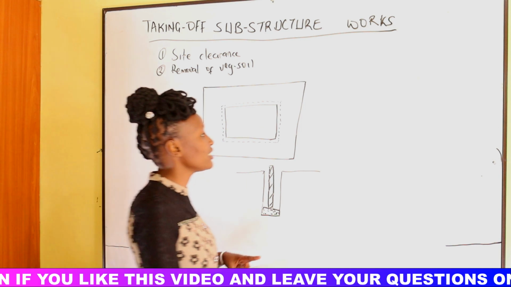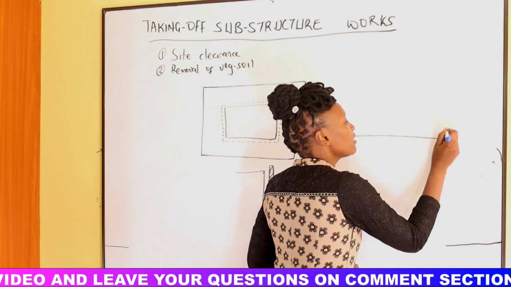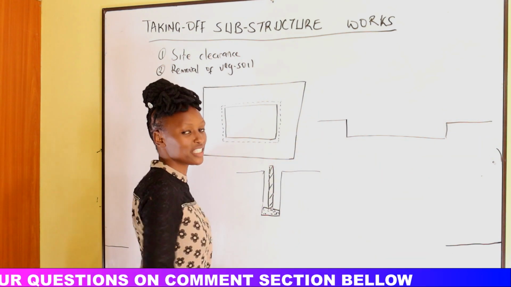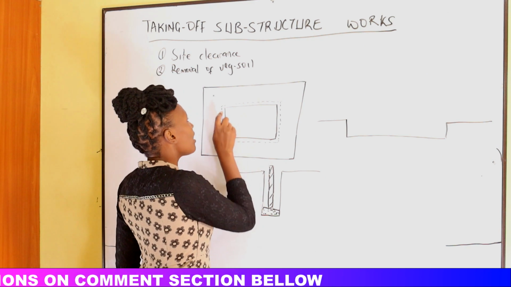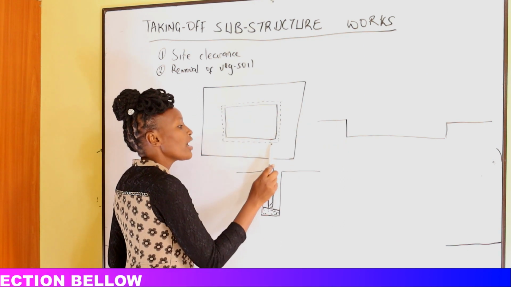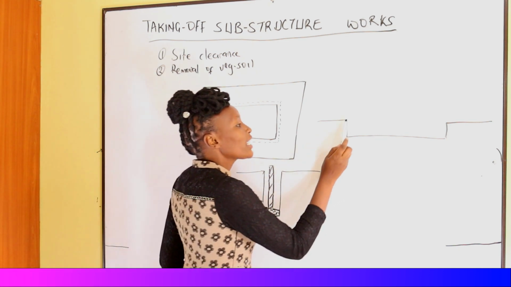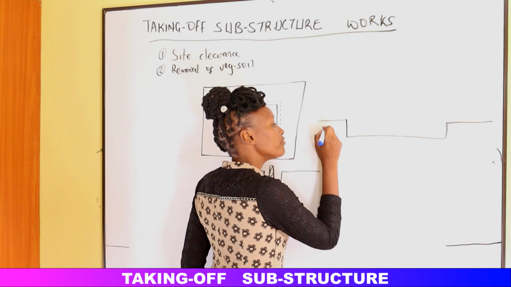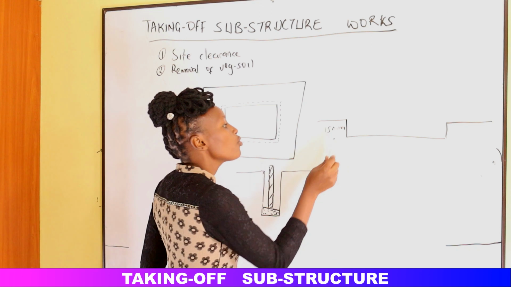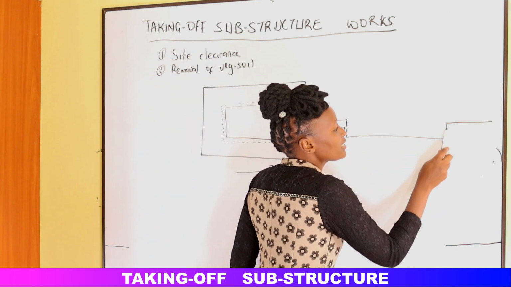So I will use an illustration to show how vegetable soil is usually excavated. Assuming this is the level of the site, the whole site is at this level. For this area enclosed by a broken line, we usually come down by 150 millimeters. We excavate the vegetable soil.